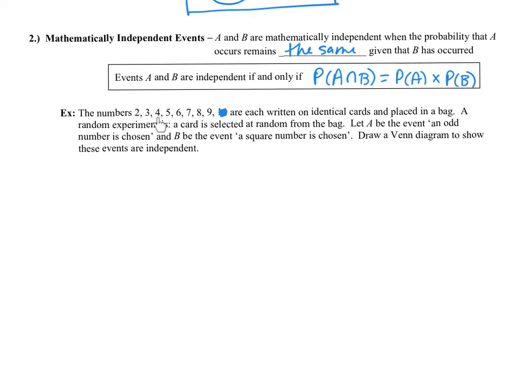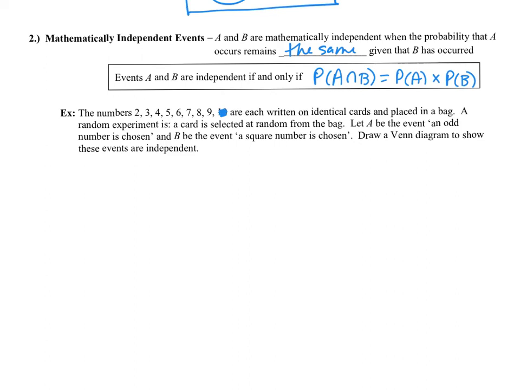The numbers 2, 3, 4, 5, 6, 7, 8, and 9 are each written on identical cards and placed in a bag. A random experiment is a card is selected at random from the bag. Let A be the event that an odd number is chosen, and B be the event that a square is chosen. So we're going to draw a Venn diagram and show that these two events are mathematically independent.